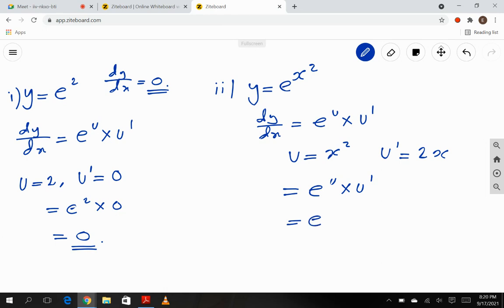Then you're going to say u times u prime, which is going to be e to the x squared, times the u prime. So our answer is going to be 2x e to the x squared. So yeah, that's pretty much about it, right? Easy, huh? So these are the fundamentals.